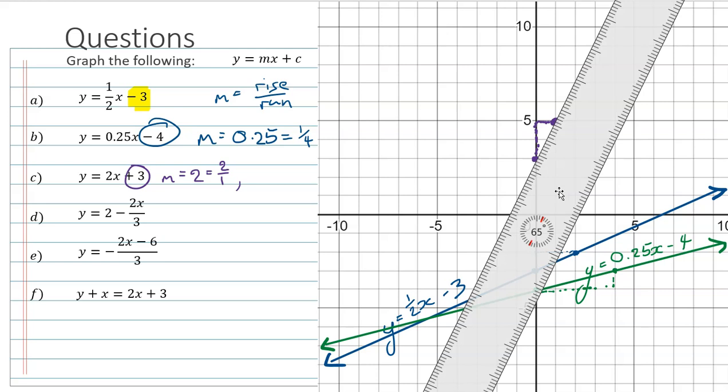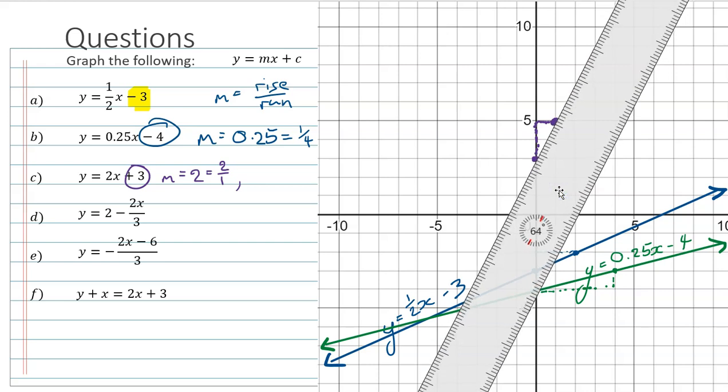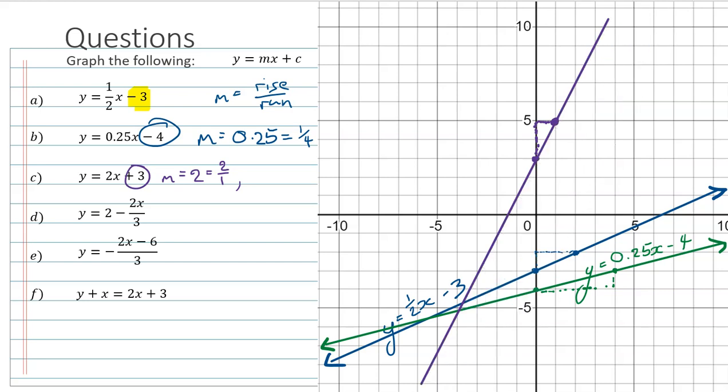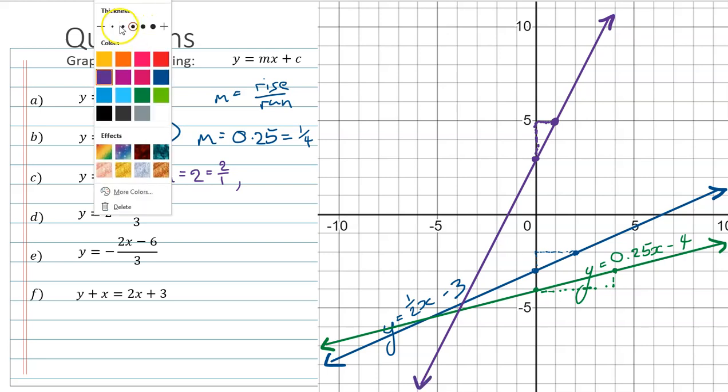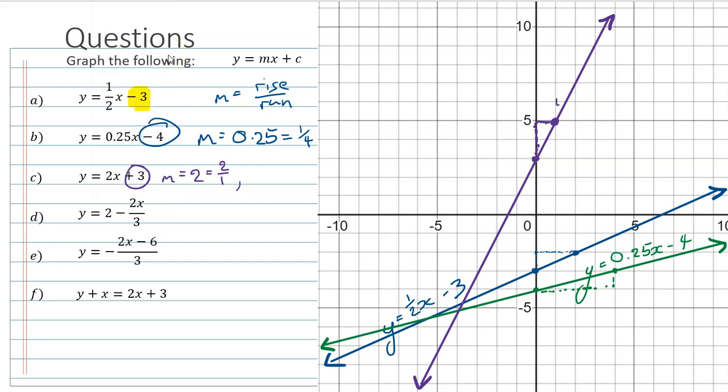That looks sort of okay. Alright, drawing the line. Done. And then I'm going to annotate. So this one is equal to y is equal to 2x plus 3.